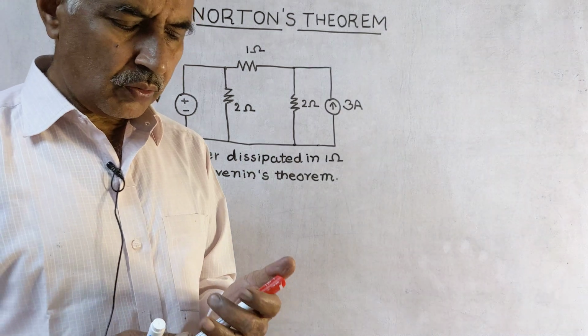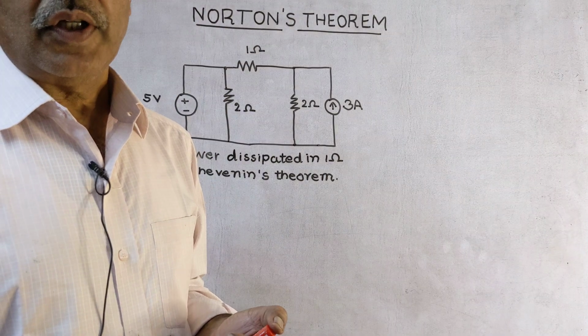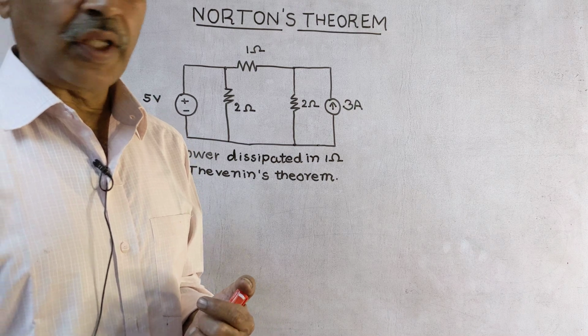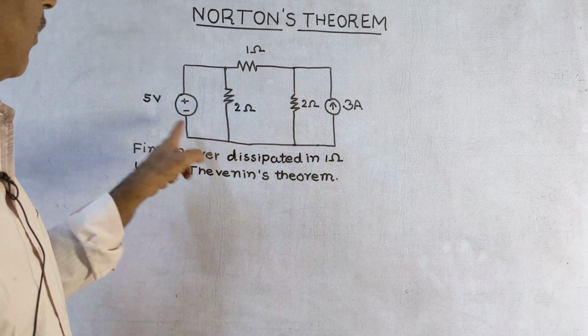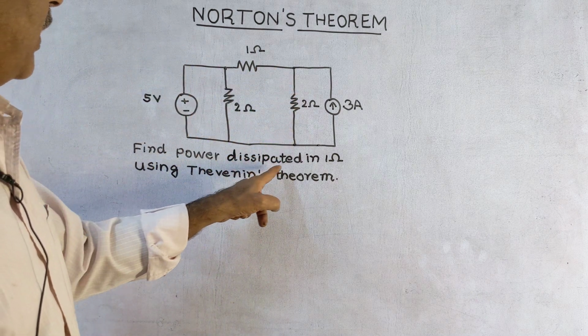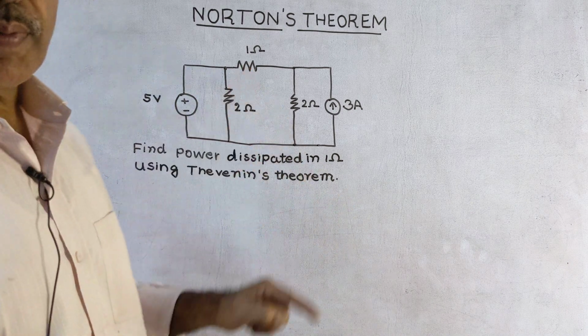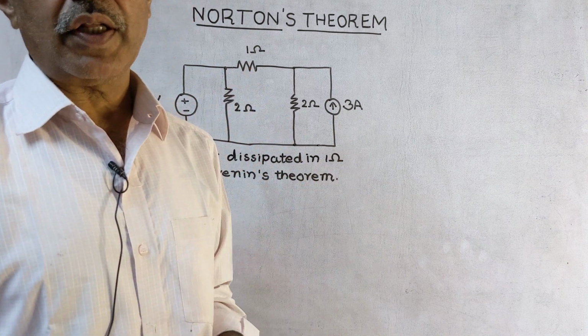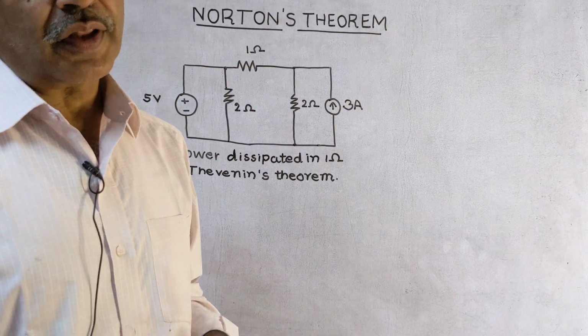Now, I am not going through the theorem statement. Straight away, I am taking up the problem under Norton theorem. This is the network given. Find power dissipated in 1 ohm using Thevenin theorem. So this is 1 ohm resistor. Same problem I worked out under Thevenin theorem. Now I will solve this problem using Norton theorem.